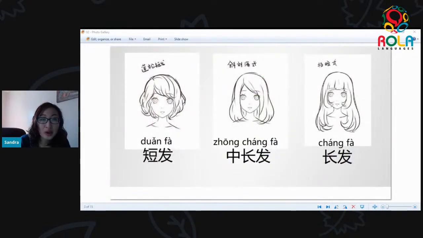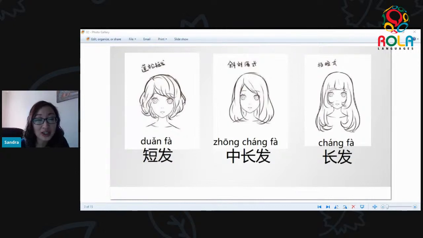Since we're talking about 头发, say you walk into a hair salon or a barber shop, I think the basic thing you need to cover is the length of your hair. As we can see from the picture here, first one, we have 短发. 短发 means short hair. Next up, we have 中长发. I want to learn this together with the next one, 长发. As indicated from the picture, 长发 means long hair.